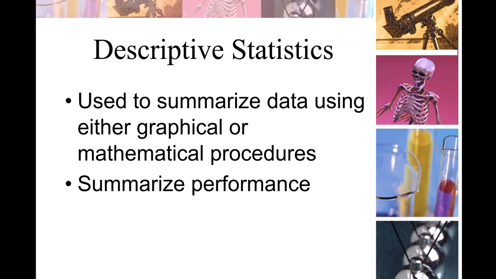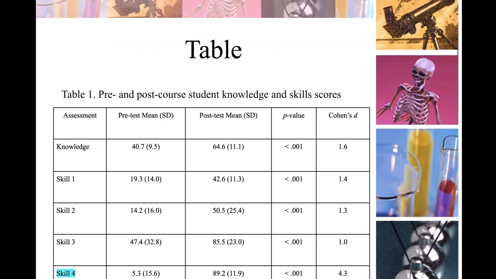So let's talk about descriptive statistics. These are used to summarize data using either graphical or mathematical procedures. With descriptive stats, we're really just going to summarize performance, so you can put it in a table. These are scores on parts of a test. We've got the pre-test average score and the standard deviation, and the post-test average score. So people improved in knowledge and in skills, skill 1, skill 2, skill 3, and skill 4 all improved. The average, the mean, and the standard deviation are descriptive statistics.